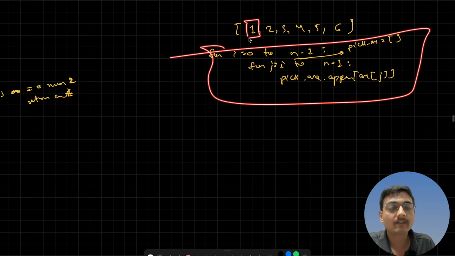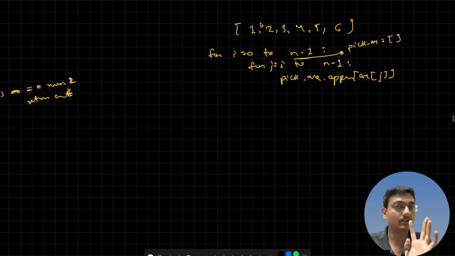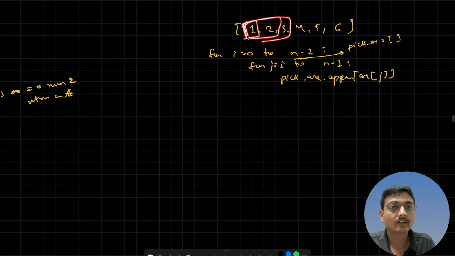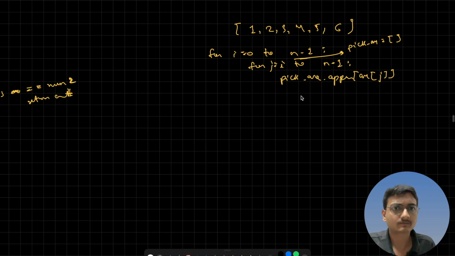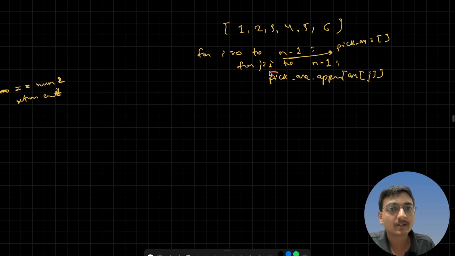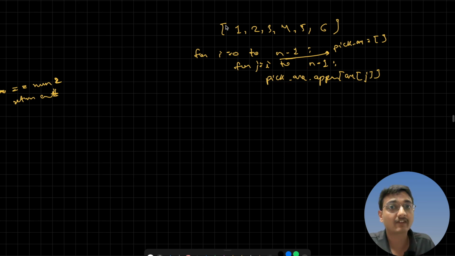So first I will get this, generate all subarrays. Remember, generate all subarrays. First I will get this, then this, then this, then this. Next time I will start from this, then I will get this, this, this, and so on. All subarrays. Once I have this subarray, this pick array will tell me what the current state of the subarray is, what is the current subarray I have taken.